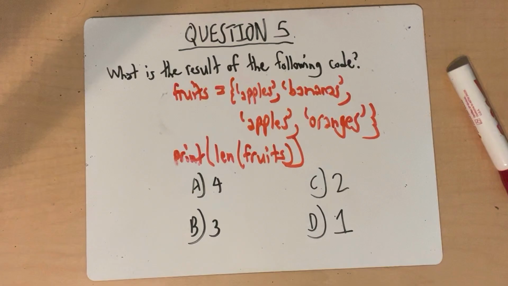Alright, last but not least, question 5. What's the result of this code? The correct answer is B, because the length of the set is 3, and Apple is only counted once, because sets only store unique values.